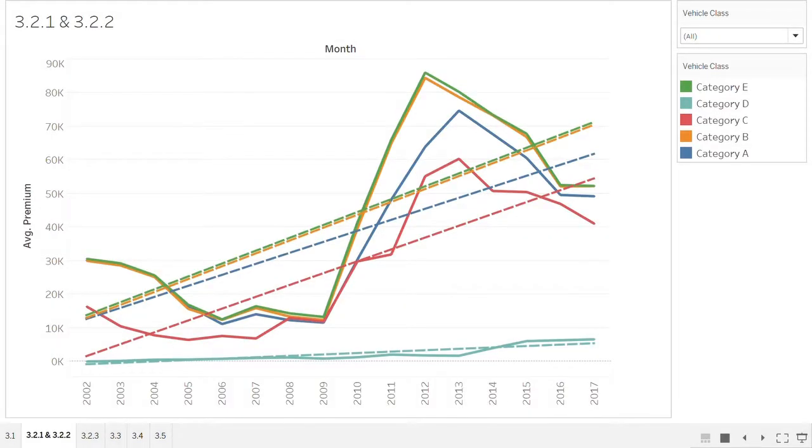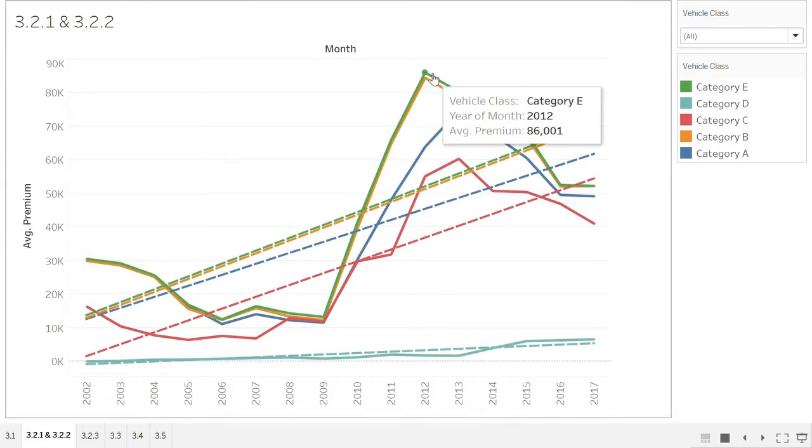In business question 3.2, we analyze the COE premium of all categories from year 2002 to 2017 in the following sub-questions. In question 3.2.1, we identified the category premium which showed the greatest increase in terms of average premium compared to other categories and the possible reasons contributing to this increase. From the chart, we can see that category E in green showed the greatest increase in terms of average premium compared to the other categories as it has the steepest upward trend line.